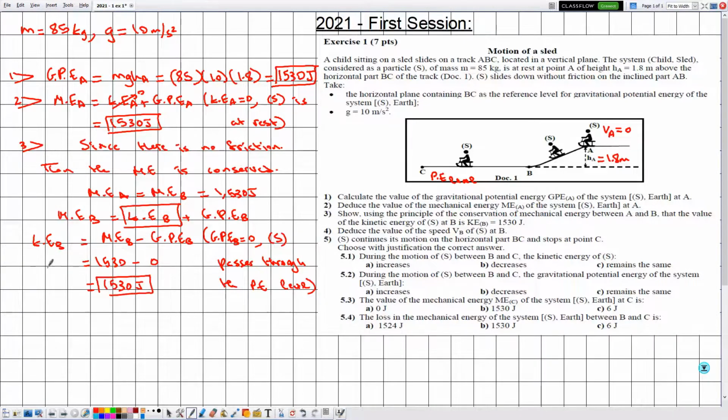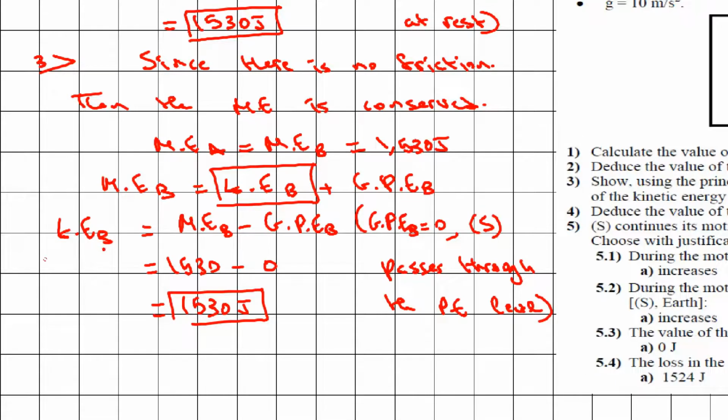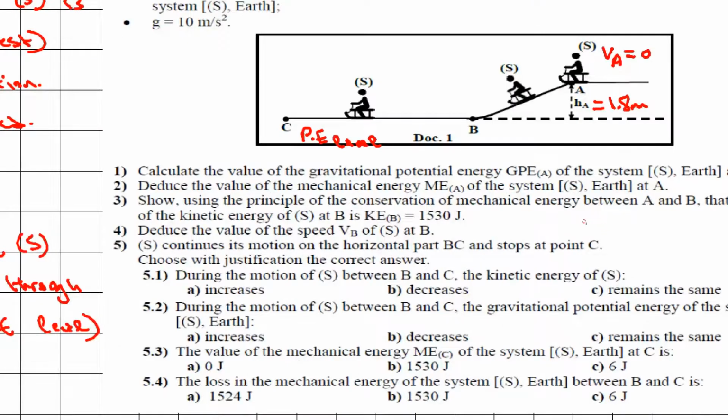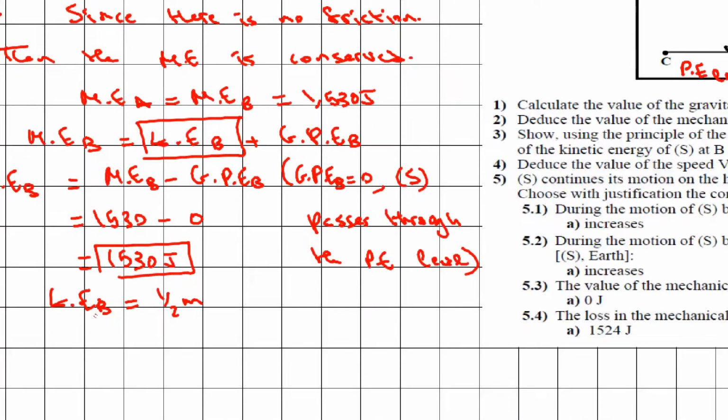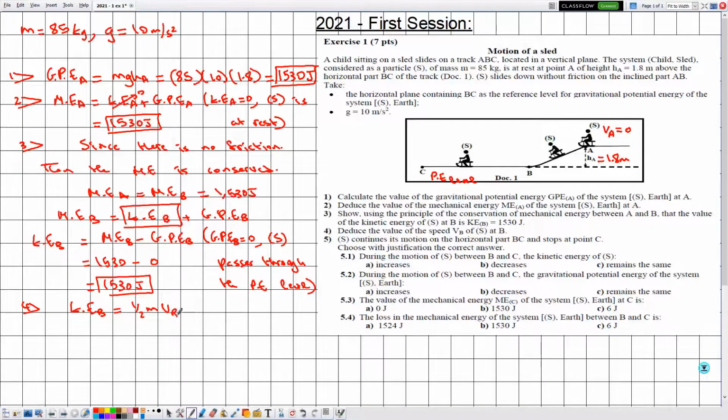Now, since we have determined the kinetic energy using conservation of energy, we expect that they would ask us about the speed at the point B. And indeed they are telling us to deduce the value of the speed at the point B. Then we know that the formula of the kinetic energy is half m v squared. Since this carries the label B, the speed will carry the label B. We are interested in determining this. Then if we rearrange for VB squared, it's given by the kinetic energy at B divided by half m.